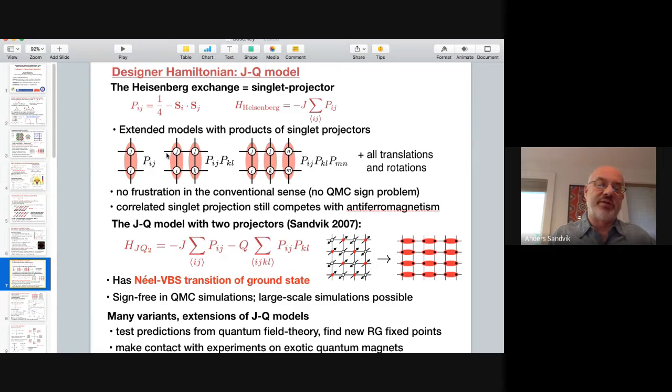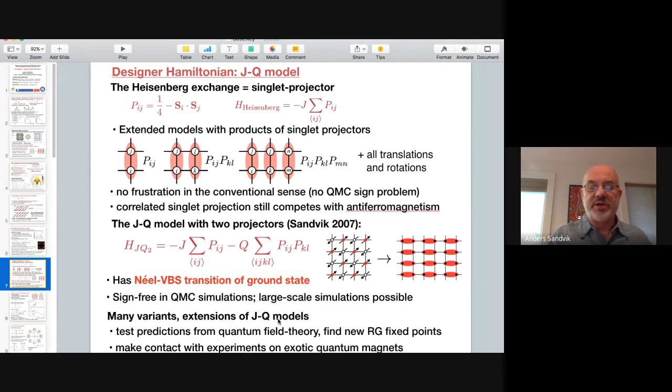But when you have just 2 projectors in this way and in the rotated way, it's not really obvious that you will get that. But it turns out in what we call the JQ2 model, which is just combining the Heisenberg interaction and the one with the 2 singlet projectors, we do find this kind of phase transition. And there's no sign problem. If this sign here is negative, we don't have a sign problem, so we can study the model. By now there are many variants of these models, and today I will just show some small subset of what has been done. But we can test predictions of quantum field theory with these models.